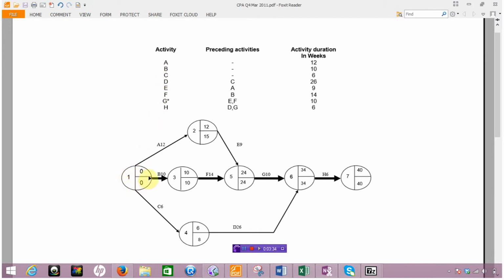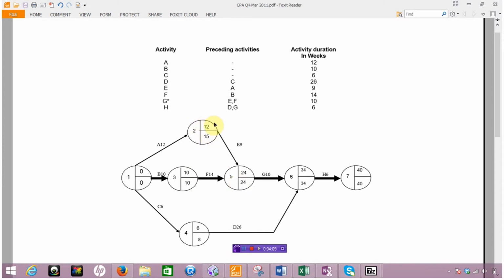They start with node 1, with 0 on both upper and lower levels, and all that they do is draw a line out with the duration in weeks for activity A, and that clearly is 12. So we're getting to here first, and that is node number 2. Bear in mind our key point: our first activity is to ensure that we get this top box right in each of the nodes as we go from left to right.